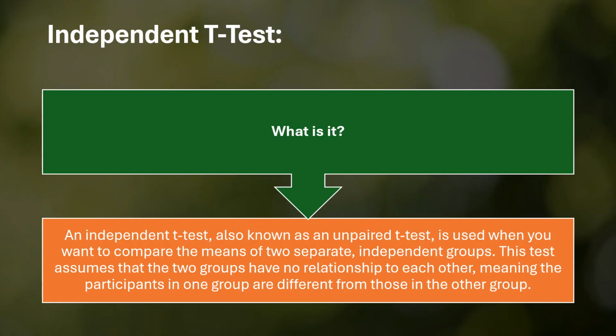Let's start and look at an independent t-test. So what is it? It's also known as an unpaired t-test. It's used when you want to compare the means of two separate independent groups. This test assumes that the two groups have no relationship to each other, meaning the participants in one group are different from those in the other group.